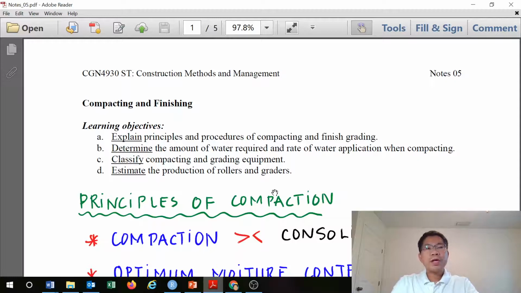Today's lesson we learn compacting and finishing, and we have 4 learning objectives: to explain the principle and procedure for compacting and finish grading, and to determine the amount of water required and the rate of water application when compacting, because normally the water content in the borrowed material may not meet the optimum water content specified per plan and specification by the designer.